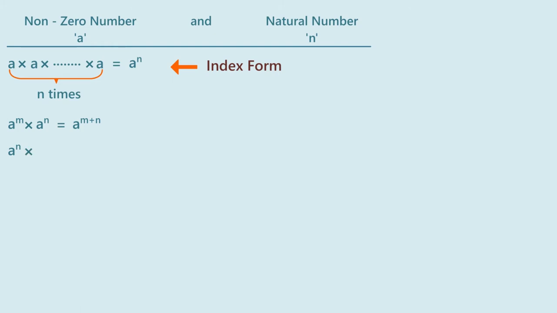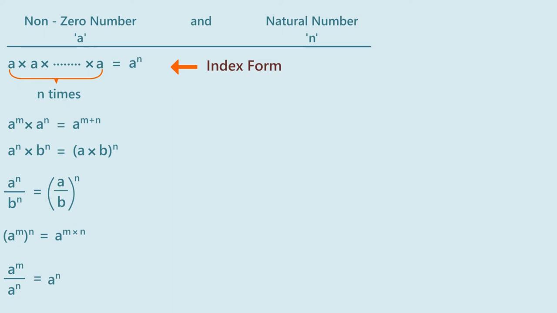a^n into b^n is equal to (a into b)^n. a^n divided by b^n is equal to (a divided by b)^n. (a^m)^n is equal to a^(m into n). And a^m divided by a^n is equal to a^(m minus n).